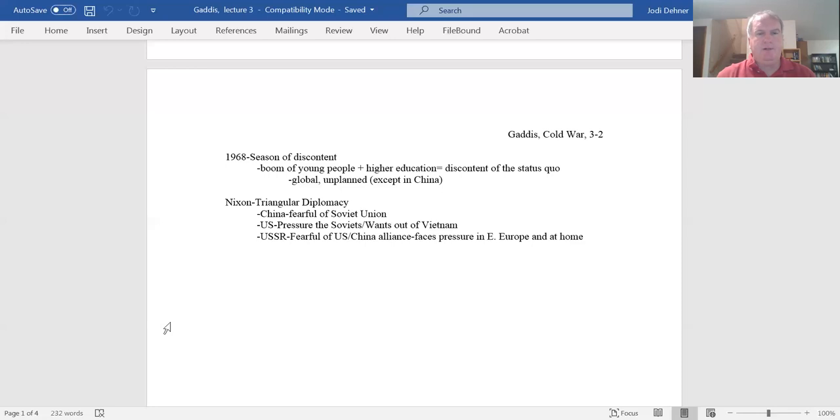For the United States, what did they want? The United States wanted to put pressure on the Soviets. They wanted to see if they could extract some negotiations to lessen the tensions between the United States and the Soviet Union. And they also wanted to get out of Vietnam. And so Nixon believed that he could get the Soviets and the Chinese to pressure the North Vietnamese government to come to the negotiating table, and so would pressure them to negotiate with the United States so that the U.S. could exit this war in Vietnam.